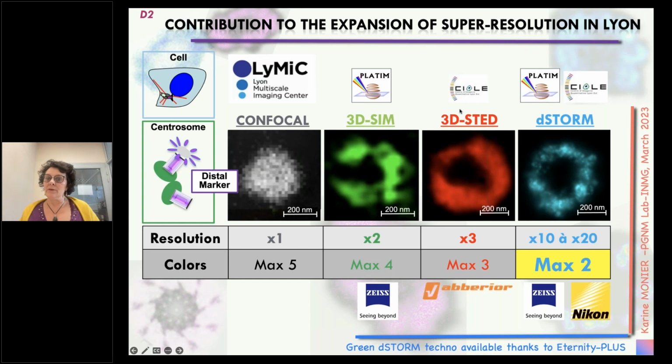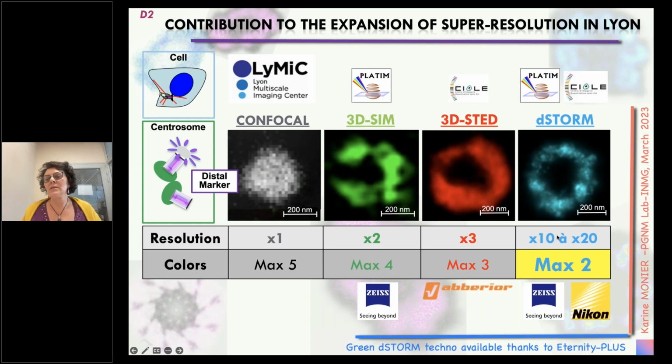Then there is the 3D STED that we have also available in Lyon. We have an Abberior system. So here you can see a resolution improvement of about 3 times, depending on whether you are in 2D STED or in 3D STED. And you can still look at about 3 colors.